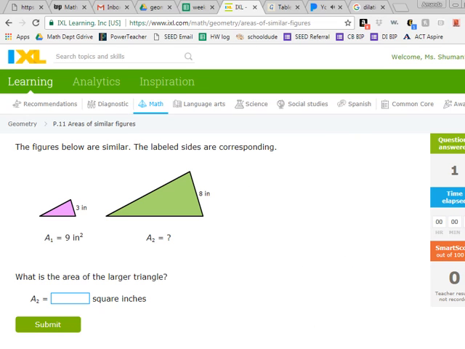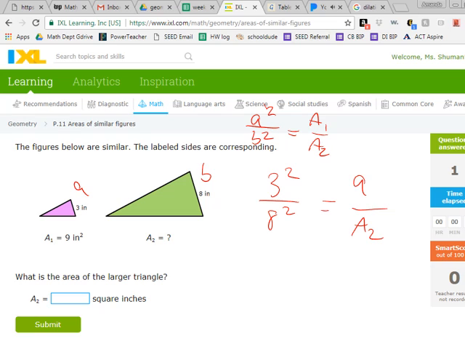Alright, one more, just so that we're all on the same page. Again, A squared over B squared equals A1 over A2. So if we have, I'll call this A, we'll call this B, 3 squared over 8 squared is going to equal 9 over A2, because I don't know what A2 is this time. So 3 squared is 9, and 8 squared is 64, so it's 9 over 64 equals 9 over A2.